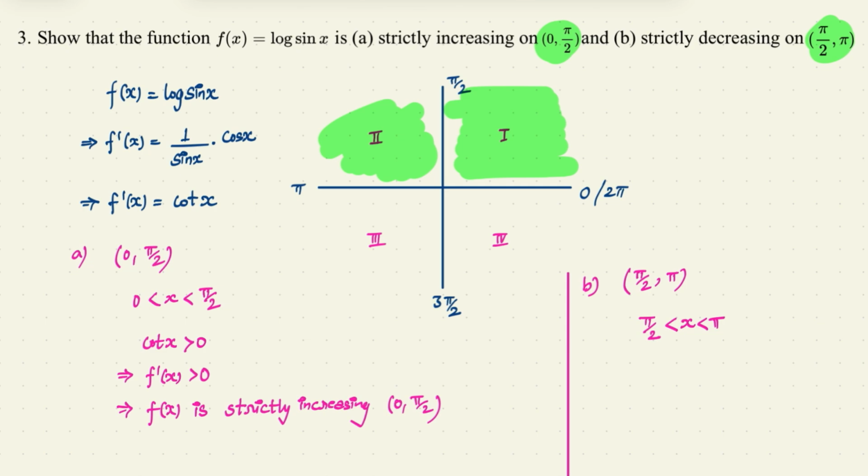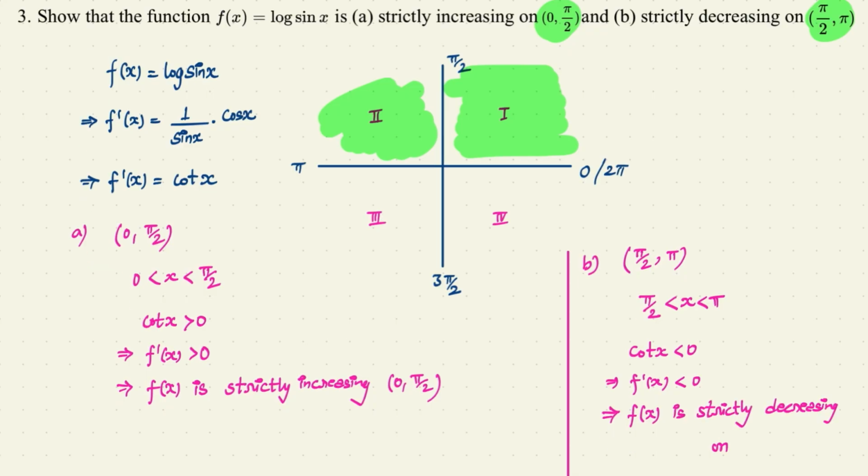That means cot x is negative in this interval. So cot x is less than 0. And since cot x is f dash x, f dash x is less than 0, and this means that the given function f(x) is strictly decreasing on the given interval pi by 2 to pi, and hence the question is proved.